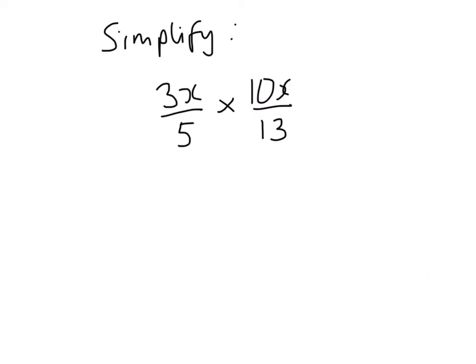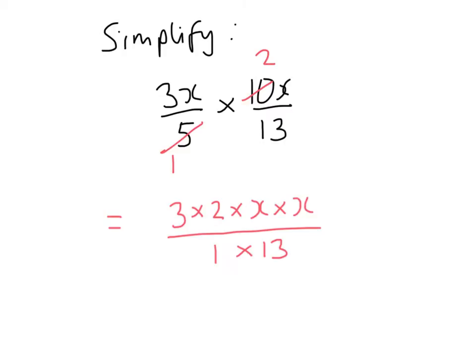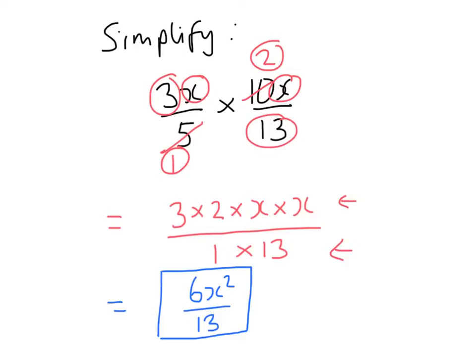We can up the ante a little bit and put a little bit more on the top and a little bit more on the bottom, and in this case we can see that the 5 here will cancel with the 10 here, because 5 is going to 5 once and 5 is going to 10 twice. There's no more cancelling that can be done. 3's don't go into 13. So we've got 3 times 2 times x on the top, and we've got 1 times 13 on the bottom. So 3 times 2 is 6, x times x is x squared, that leaves us 6x squared on the top, and 1 times 13 is 13 on the bottom, so that is our simplified fraction.